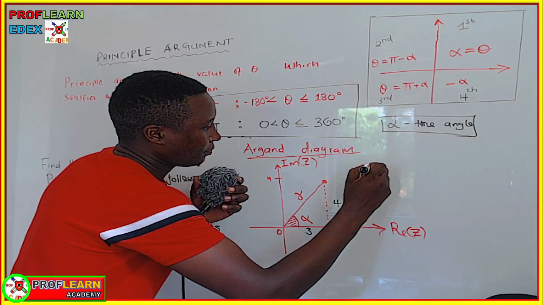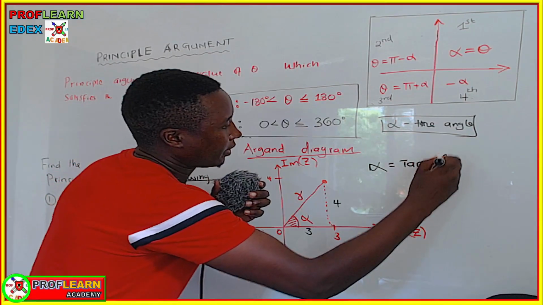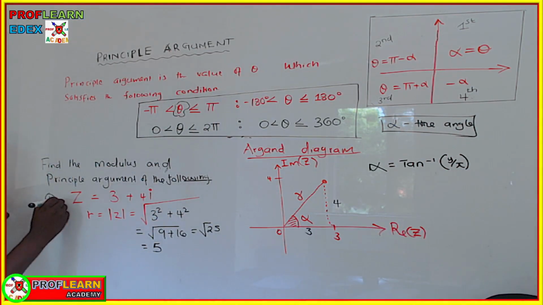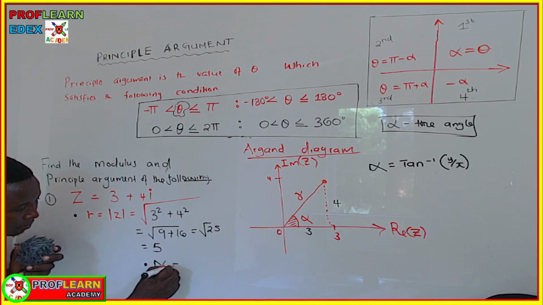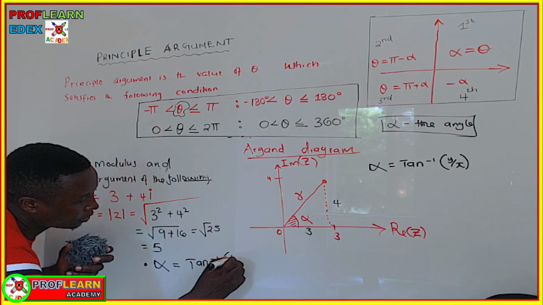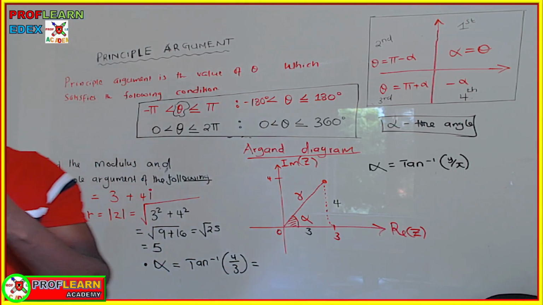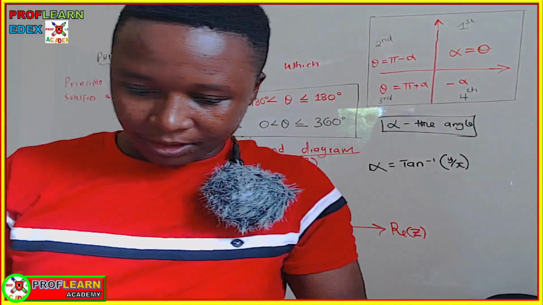and this angle alpha is tan inverse of y over x. Now we have worked out the first part, the modulus. The second part we need to work out is alpha, which is the argument. It is tan inverse of y, which is 4, over x, which is 3. And I'm going to work out my answer in radians.